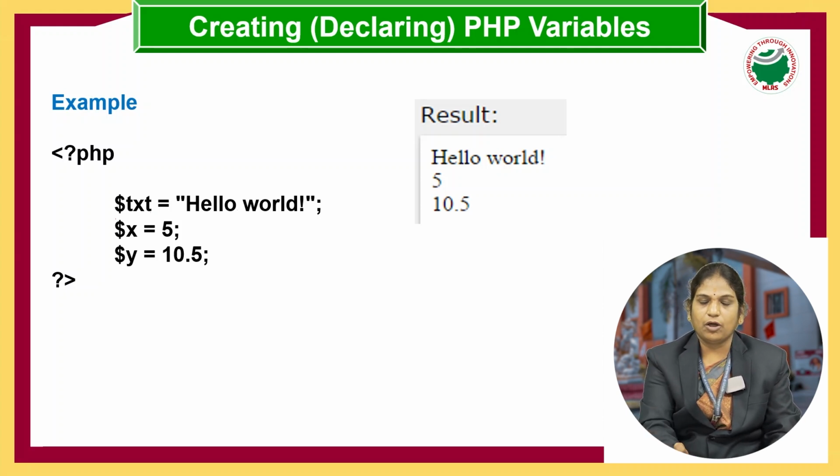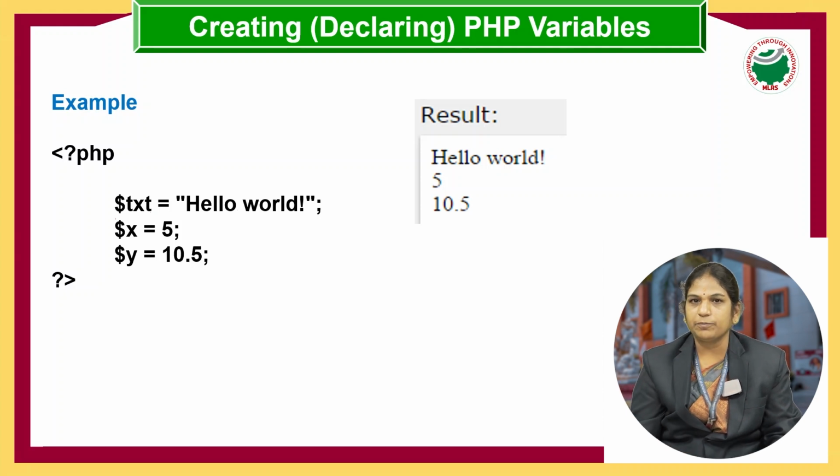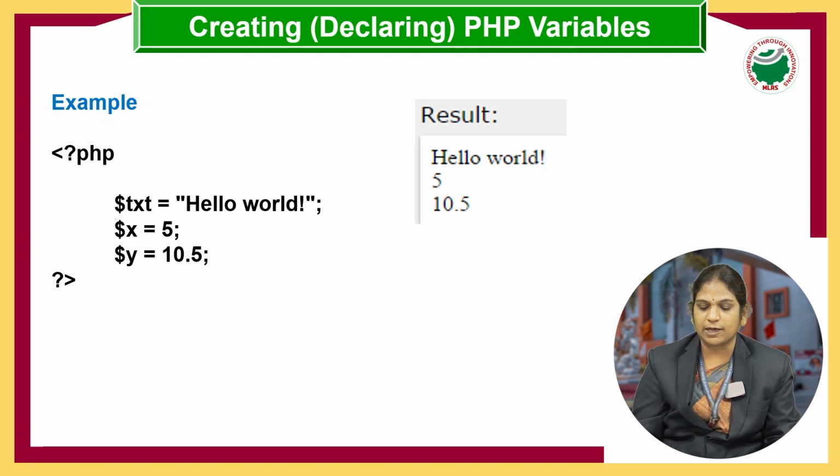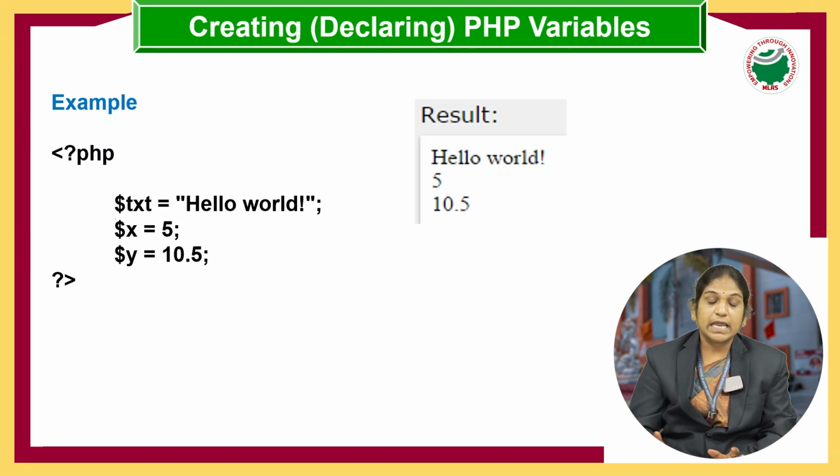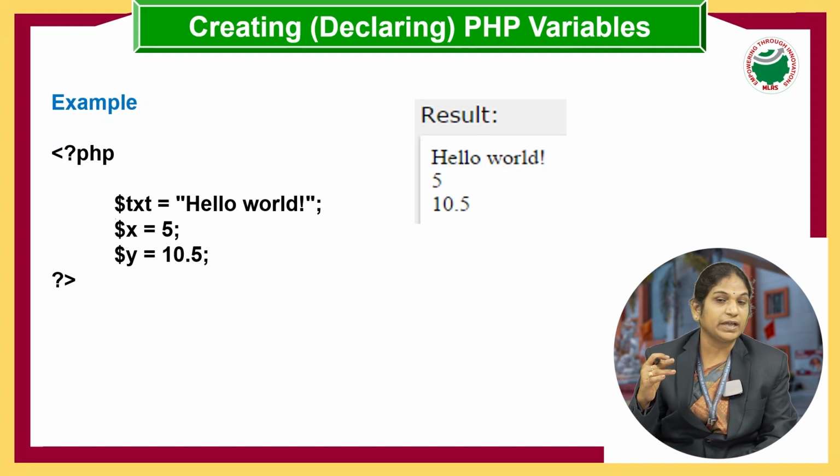So the output will be: for the first statement, it will be hello world. For the second statement, that is echo $x, it represents 5 as the output. And for the third one, echo $y, it is going to give 10.5. And what I want to say is, even though we are not specifying here, if you have compared with other programming languages, we are not specifying or predefining the data type for the variable initially.